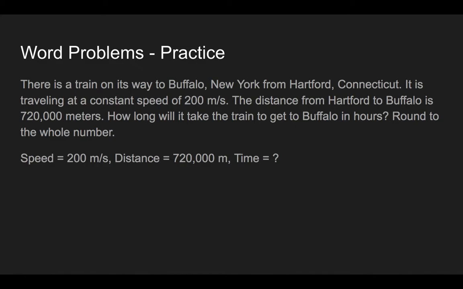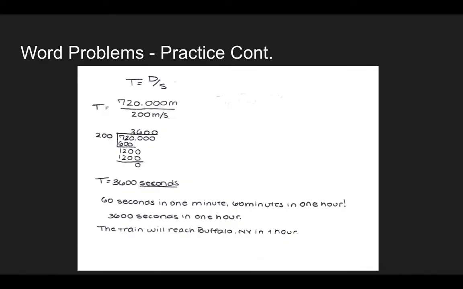If we're solving for time, think back to the last slide. t is equal to distance over speed. So this is our answer. Let me help you solve it. t is equal to distance divided by speed. t would then equal, because our distance is 720,000 meters, our denominator will be the speed, which is 200 meters per second. We can do some long division, or you can do it on your calculator.